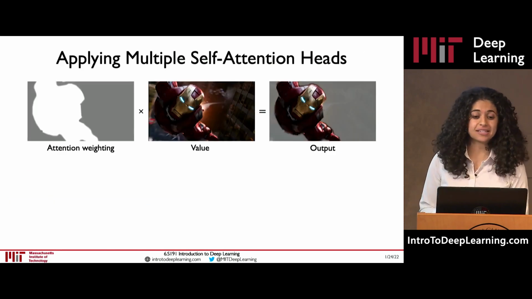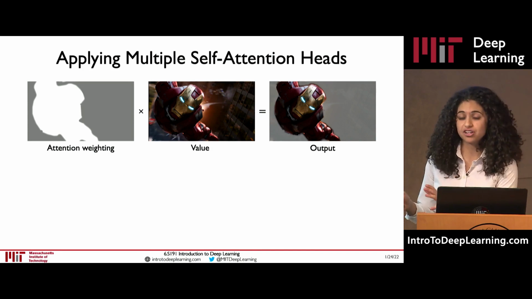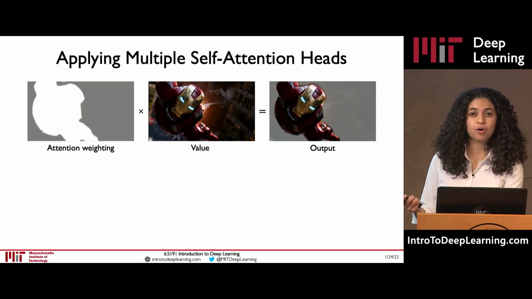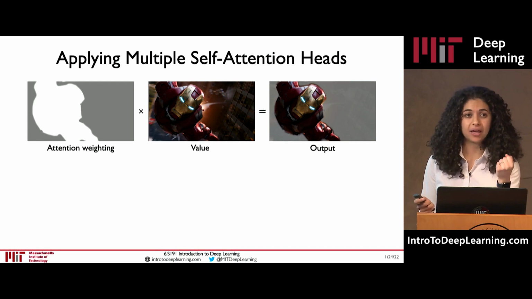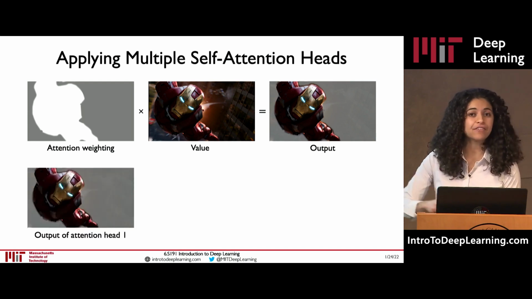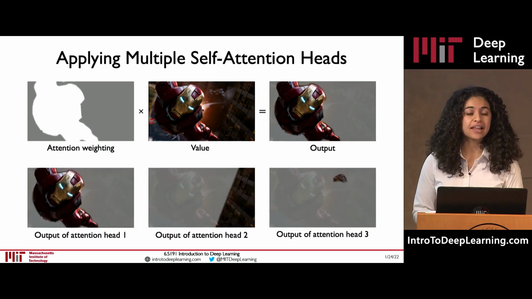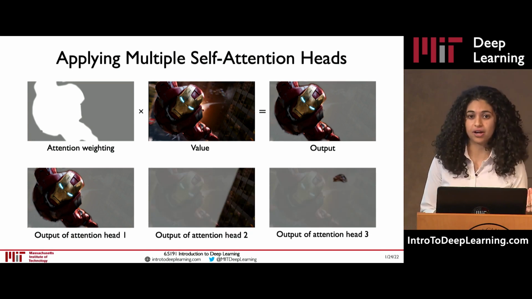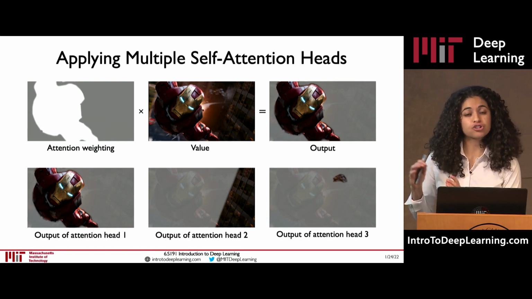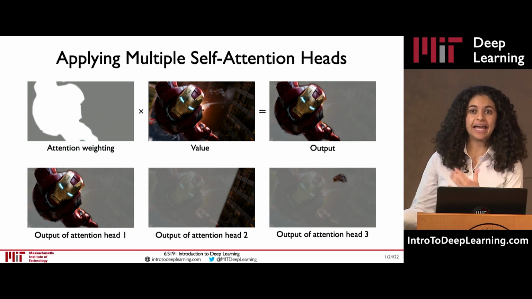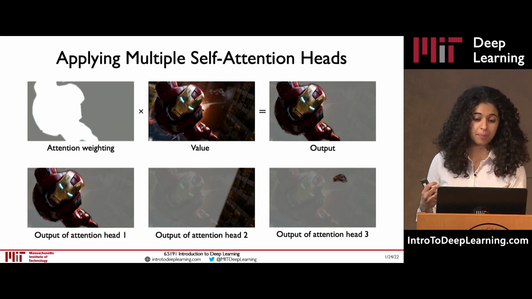Final note that I'll make is that we can do this multiple times, right? We can have multiple individual attention heads. So in this example, we're attending to Iron Man himself, but we can have independent attention heads that now pay attention to different things in our input. For example, a background building, or this little region shown on the far right, which is actually an alien spaceship coming at Iron Man from the back.